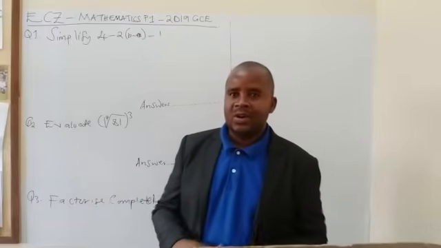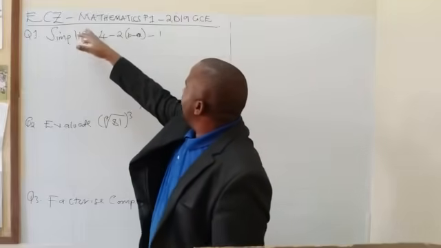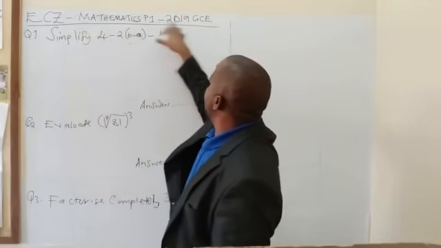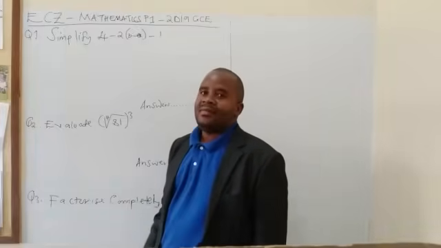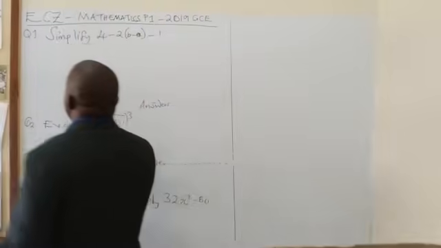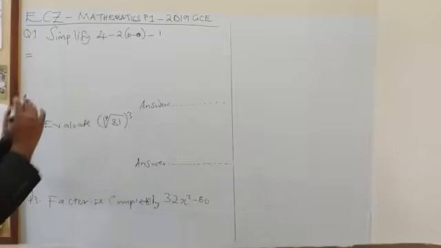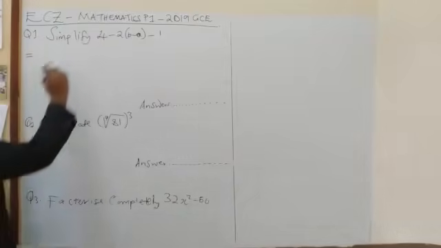Now let's deal with the 2019 mathematics paper 1, that is GCE. So now we go to question 1. Please, let's enjoy these things. This is our stuff. So we are saying, let's simplify this.